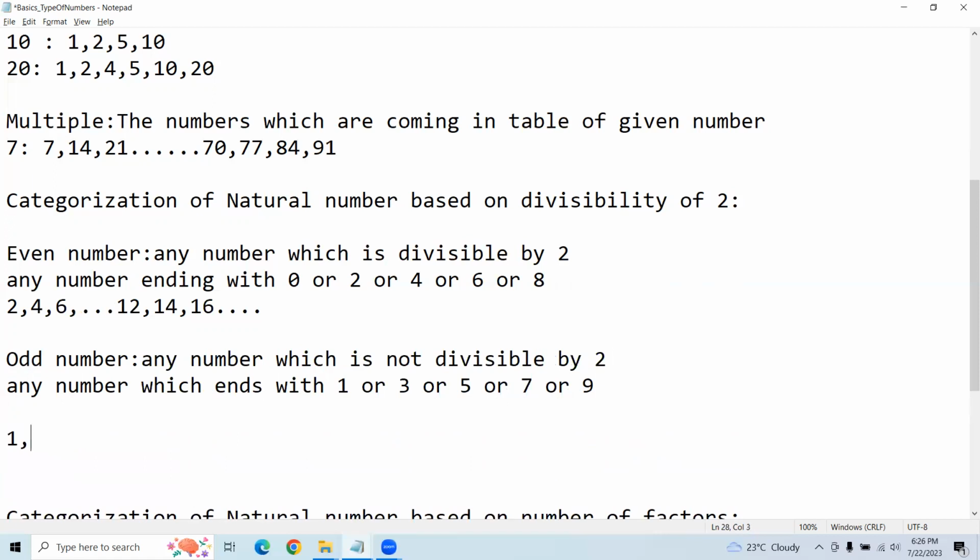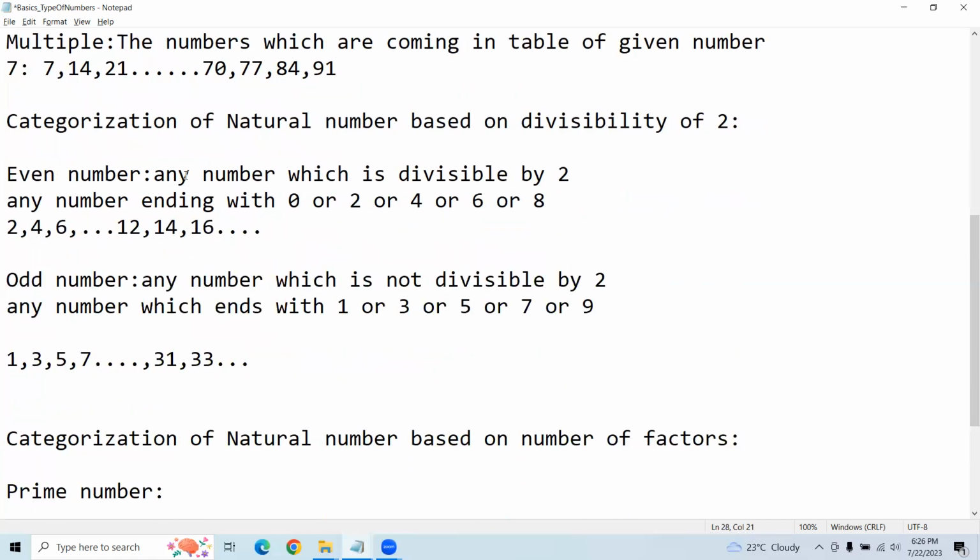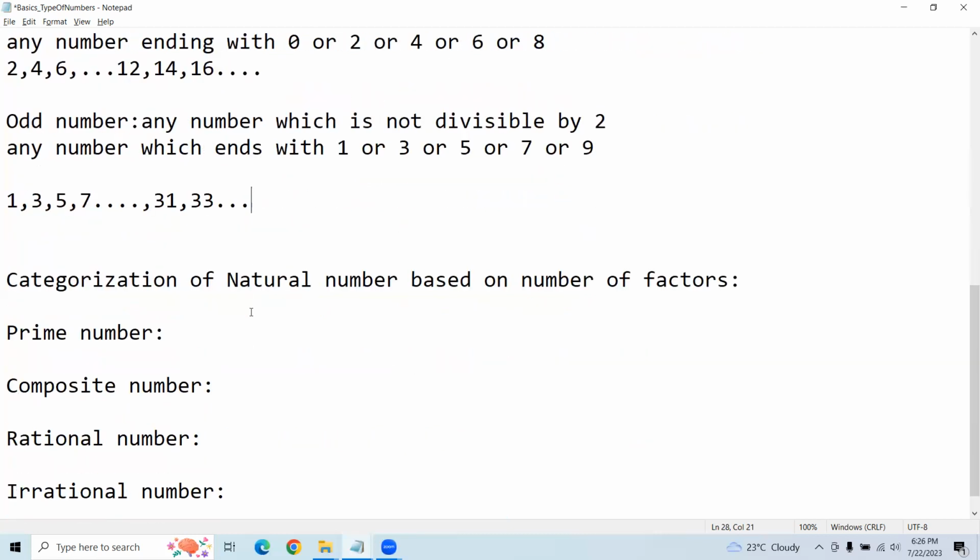So 1, 3, 5, 7 will continue like this. 31, 33, all these are odd numbers. So this is the categorization based on divisibility by 2 for the natural numbers.